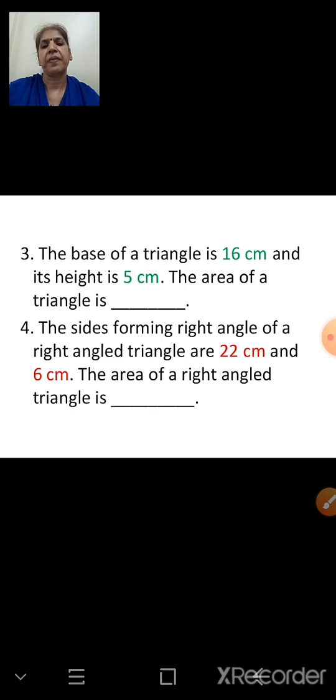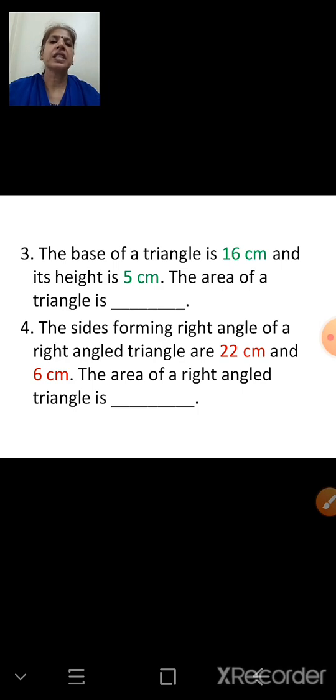Next question. The base of a triangle is 16 centimeter and its height is 5 centimeter. Then the area of triangle is dash. The base of a triangle is 16 centimeter and its height is 5 centimeter. Then the area of triangle is dash.